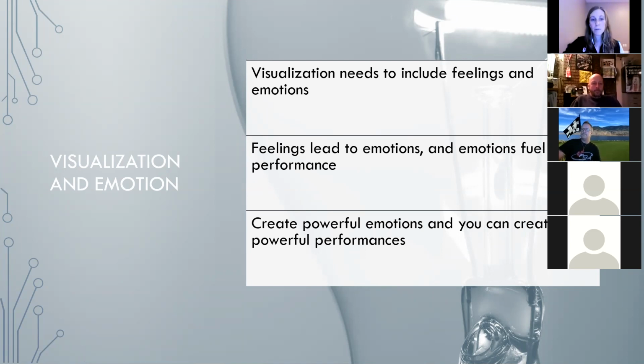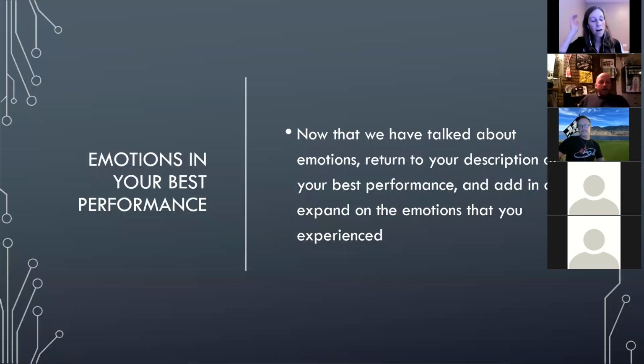So this next visualization that I'm going to have you do, you'll see that it says emotions in your best performance. We already did that. So I'm going to change it a little bit actually. What I'm going to do is lead you through a visualization where you go from playing well to maybe missing a shot or not doing well on a hole.